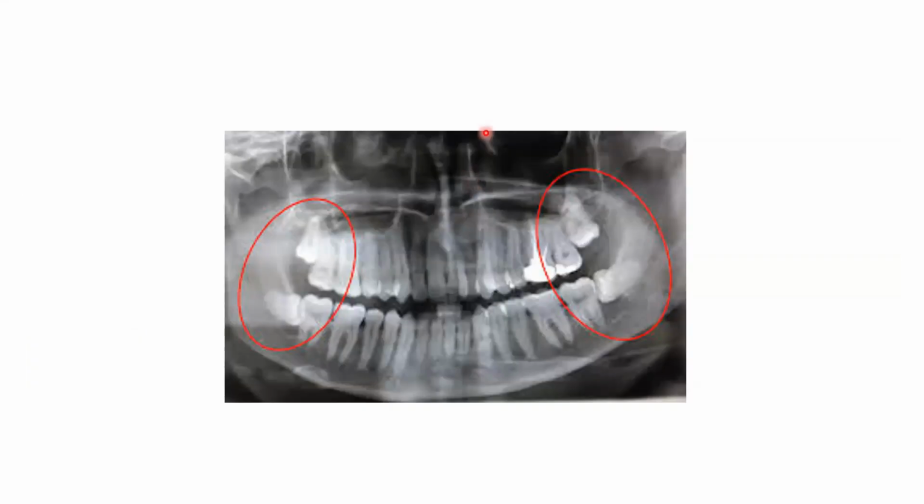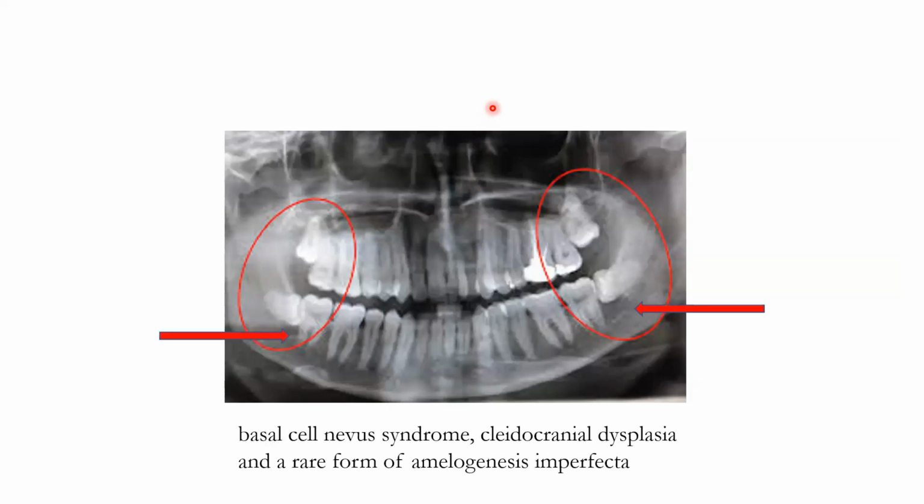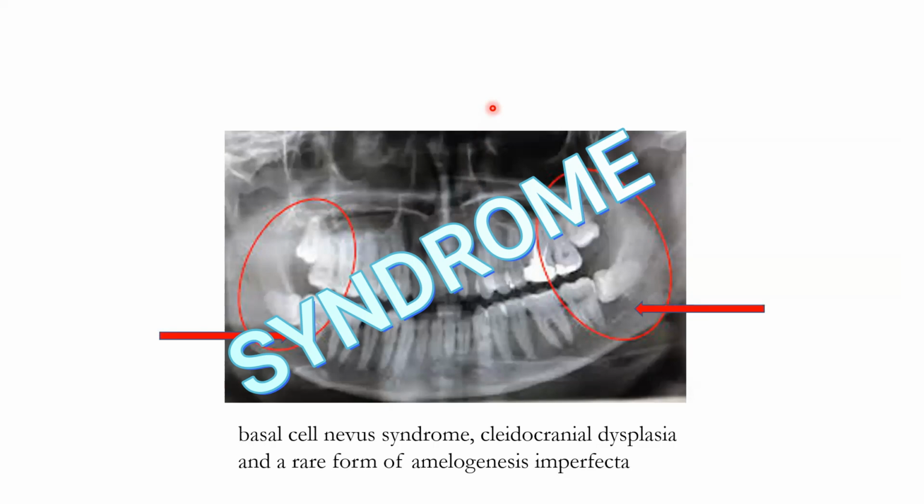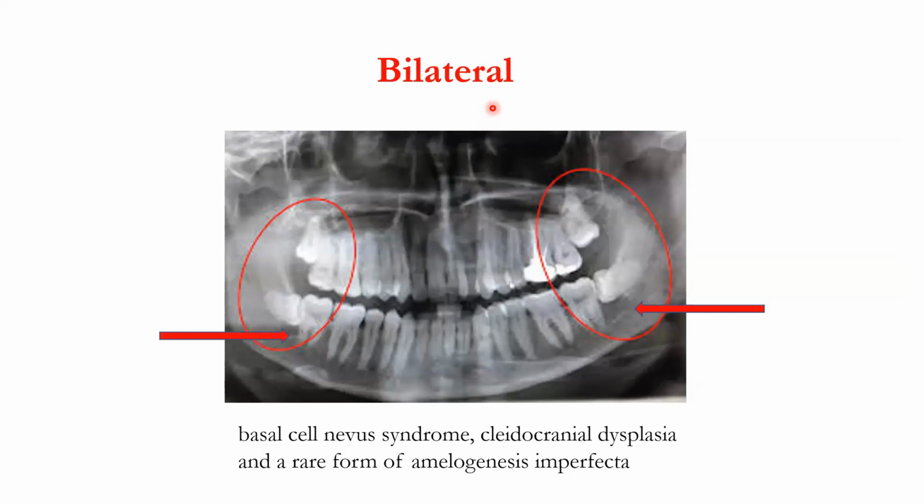Okay. Sometimes the dentigerous cyst is not just associated with one impacted tooth on one side, it can be bilateral. And whenever you see a bilateral dentigerous cyst, you must suspect an association with basal cell nevus syndrome, cleidocranial dysplasia, and a rare form of amelogenesis imperfecta.